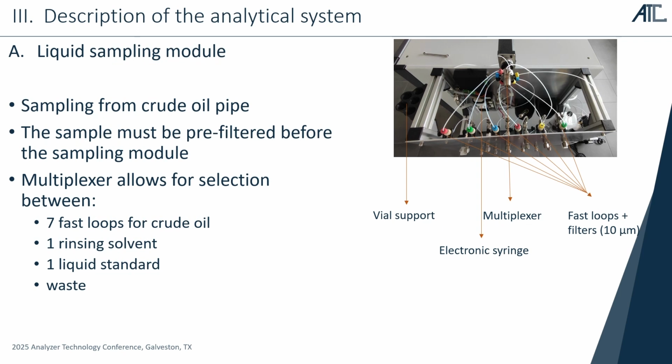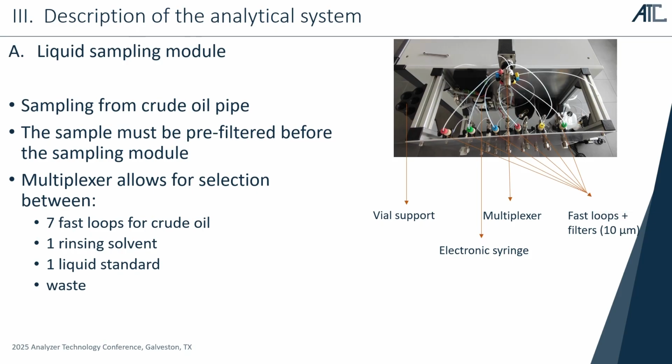What we can see on the picture, which is a bit small, is that the sample is collected by an electronic syringe, allowing us to collect a sample without any pressure. So we can connect any sample collected manually or a sample from a fast loop, which is flushing continuously, and the system will collect only on demand.